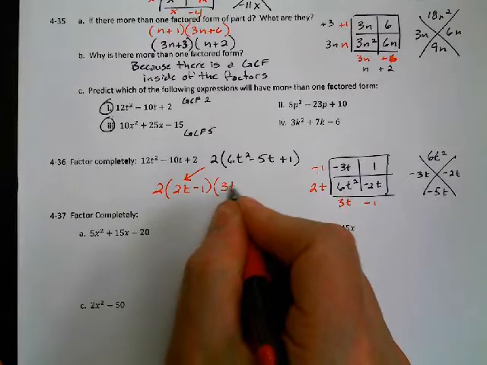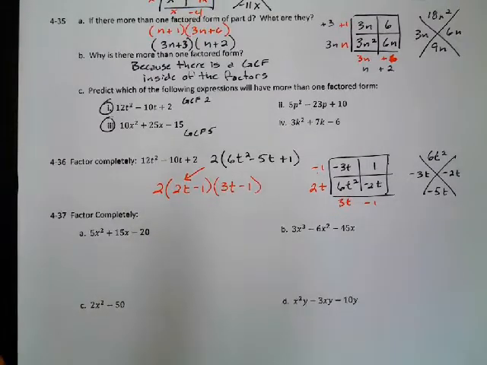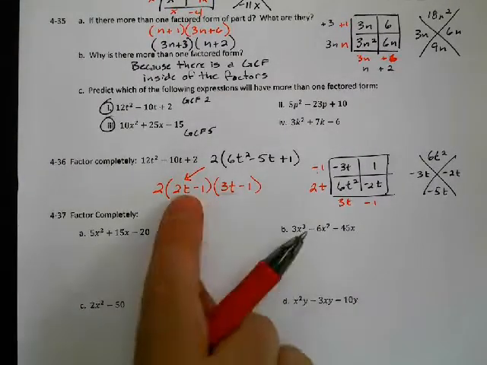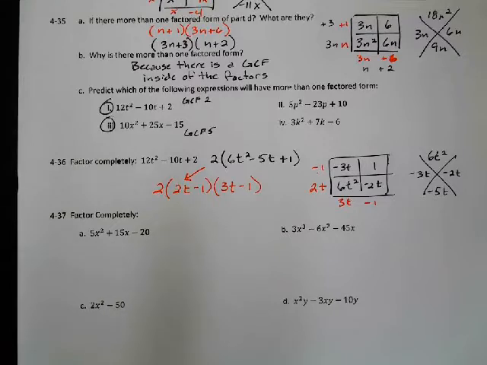There you go. That is factored completely. Notice inside these parentheses, there's no more GCFs in there. And that's what we want to see.